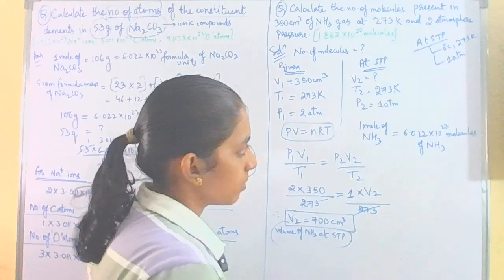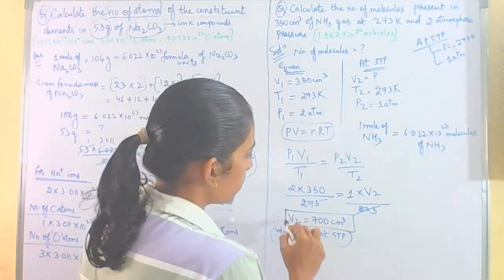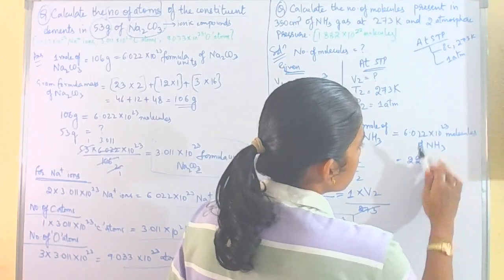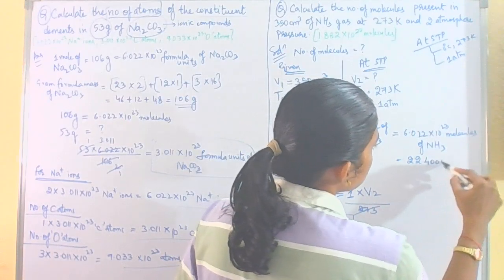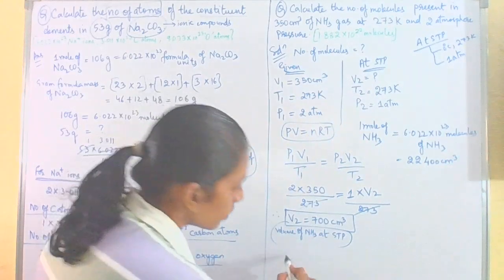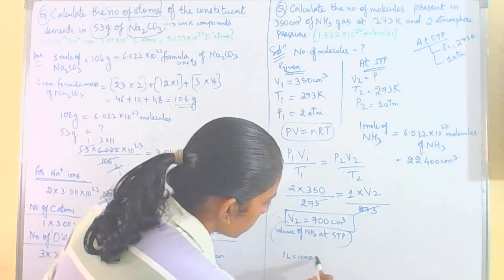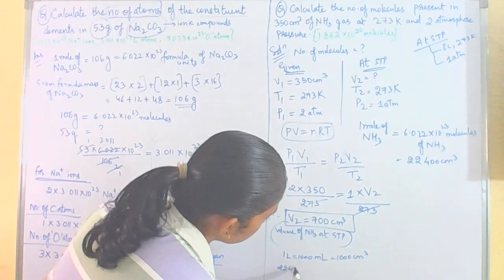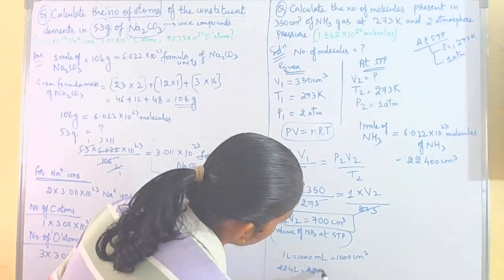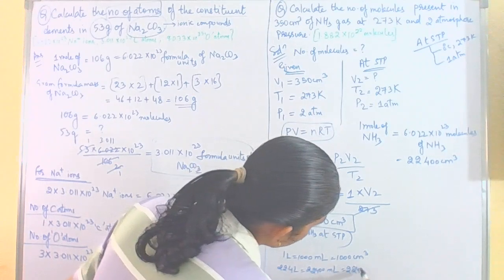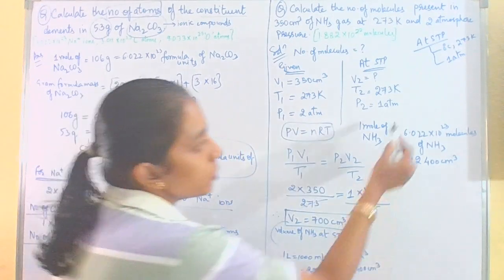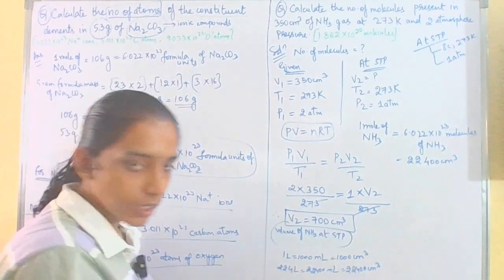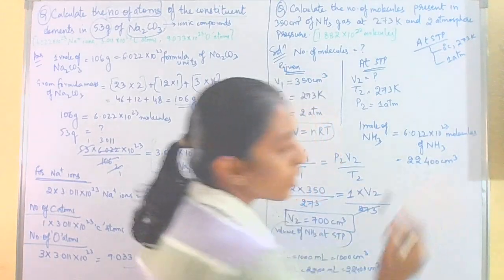What is the volume here? Volume here is 700 centimeter cube. Here you can write 22.4 liters as 22,400 centimeter cube, right? I have already said that 1 liter is equal to 1000 milliliter, which is equal to 1000 centimeter cube. So 22.4 liters is equal to 22,400 milliliters, which is equal to 22,400 centimeter cube. So 1 mole of NH3 is equal to 6.022 into 10 to the power 23 molecules of NH3, which is equal to 22,400 centimeter cube.